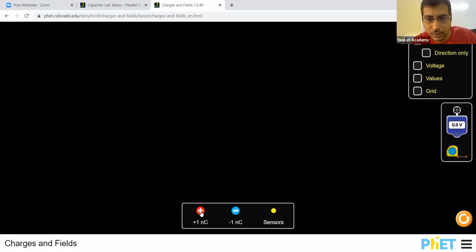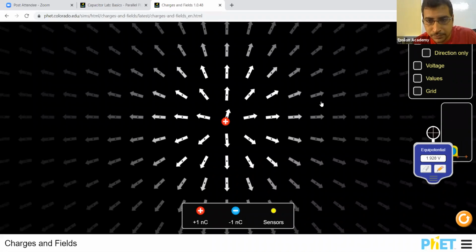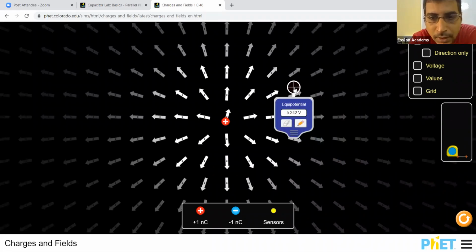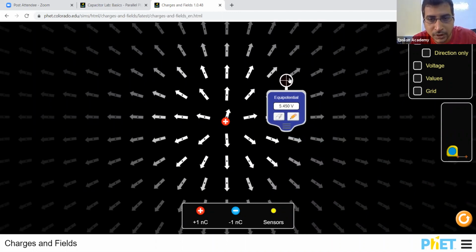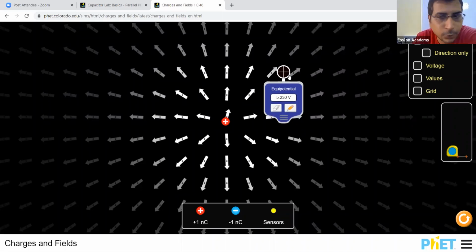Now see, if I take an isolated positive charge and keep it here, look at the way the electric field is, right? So you're able to see the value of the electric field. Now, if I take and keep the sensor here, you're able to see the value there. It is 5.242 volt, right?